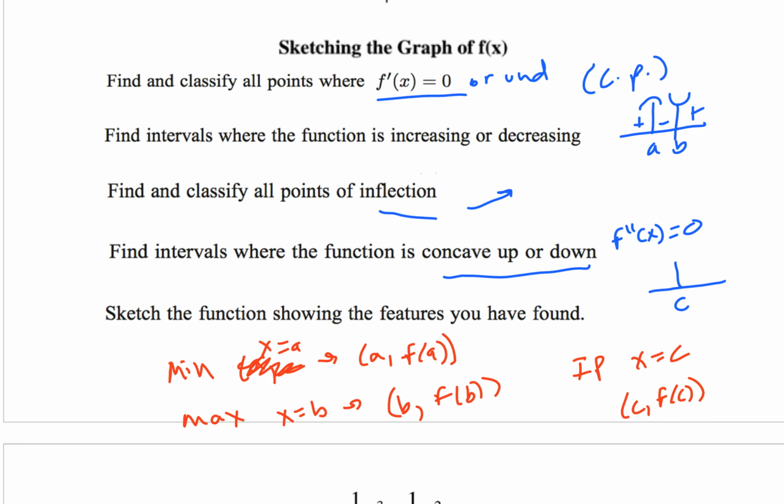So just keep that in mind. When we do a sign chart, our test points go into that derivative, right? So the sign chart of the first derivative goes into the first derivative. The sign chart of the second derivative for concavity, the test points go into the second derivative. When I want the actual points of the graph, you plug it into the original function. And that's kind of the gist.